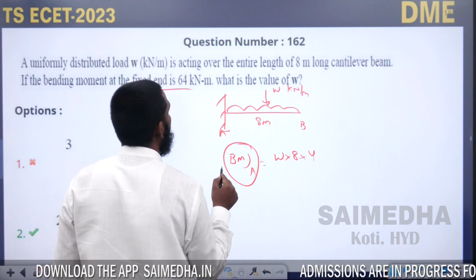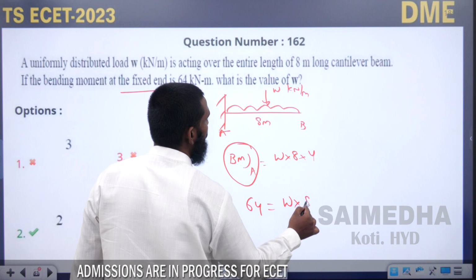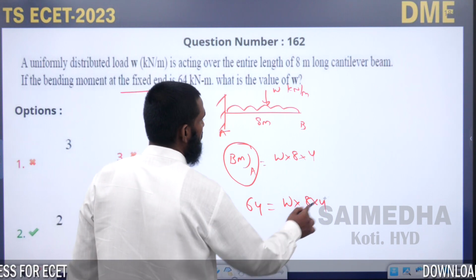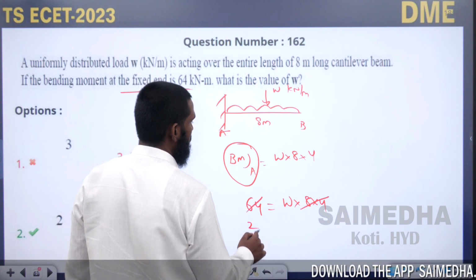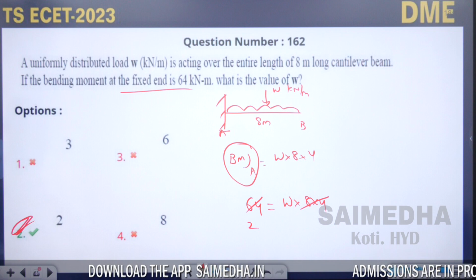What is the bending moment at A? It is given as 64. It is equal to W into 8 into 4. 4 8s are 32, and 32 2s are 64. So the value of W is 2, which means option 2 is correct.